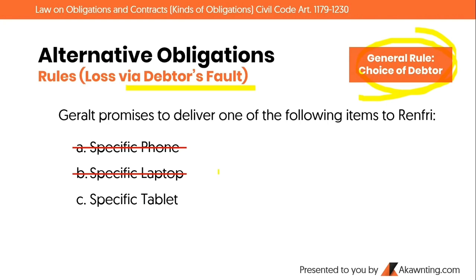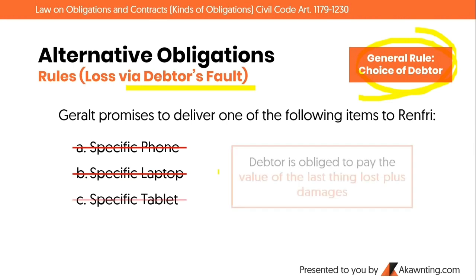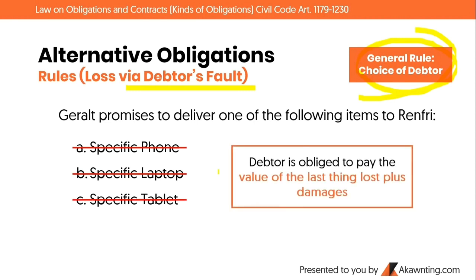Kapag isa na lang yung prestation natin, balikan natin yung nature and effects of obligations, chapter 2, di ba? Kapag nawala ang isang specific thing via debtor's fault, ano ang magiging consequence? Magbabayad siya ng damages. So, assuming nawala yung specific phone, nawala yung specific laptop, automatically naging simple obligation na lang siya, which is to give a specific tablet. Diba? Okay, so from that time, pag nawala yun via debtor's fault, magbabayad na siya ng damages. Okay? Value of the last loss plus damages. Value of the specific tablet plus damages.